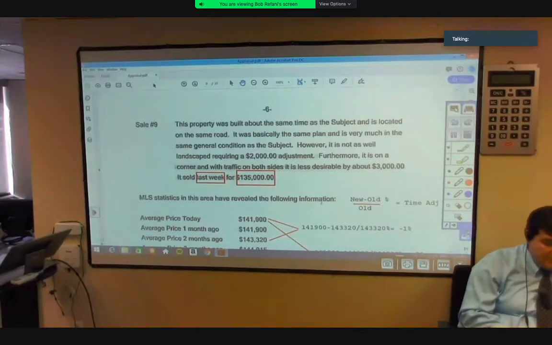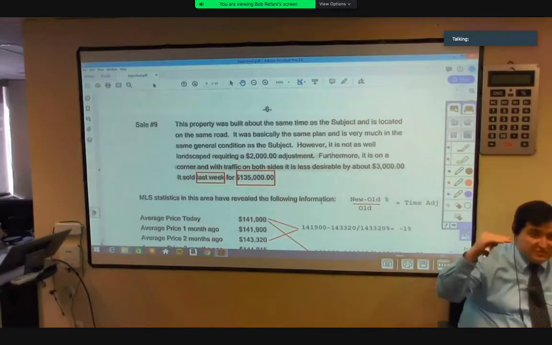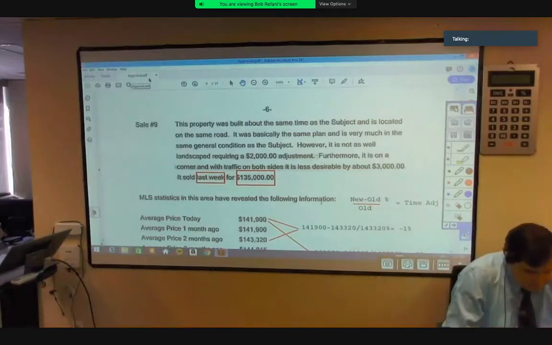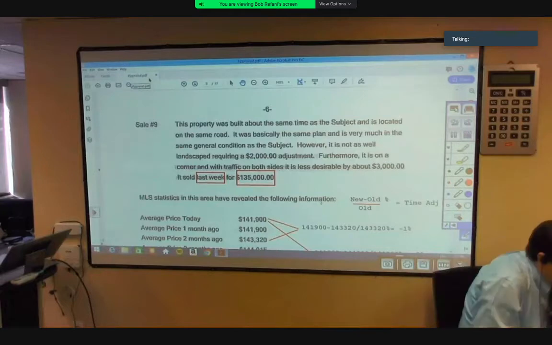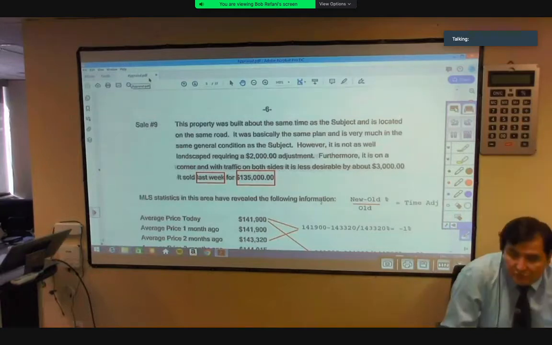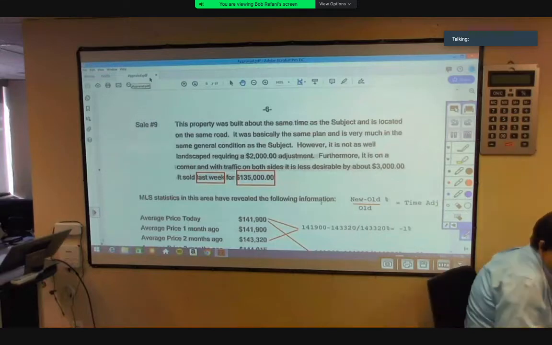So is that minus or plus? So this is less desirable. Less is more. It sold last week for $135,000. So last week you don't do time adjustment. 1 week, 2 weeks, 3 weeks, you don't do time adjustment. 1 month, you do time adjustment.